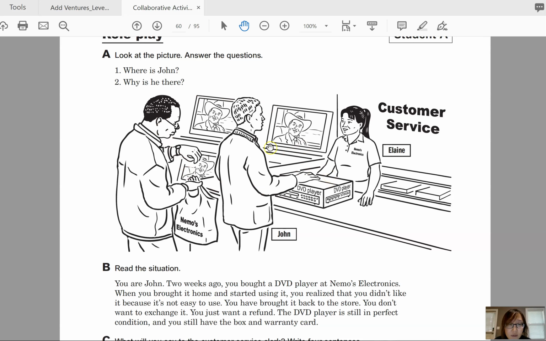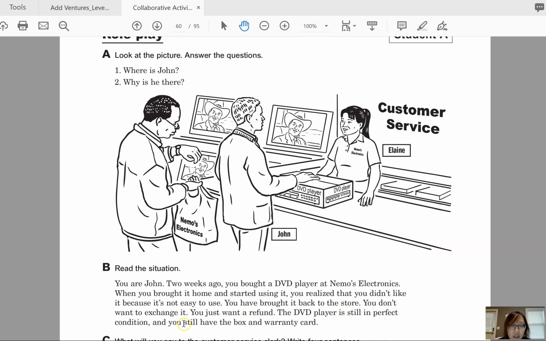exercise, and we can see a picture of John and Elaine. So it looks like Elaine is a customer service representative, and it looks like this store is Nemo's Electronics, and we can see that on the bag of the customer behind John. So let's read the situation. You are John. 2 weeks ago, you bought a DVD player at Nemo's Electronics. When you brought it home and started using it, you realized that you didn't like it because it's not easy to use. You have brought it back to the store.